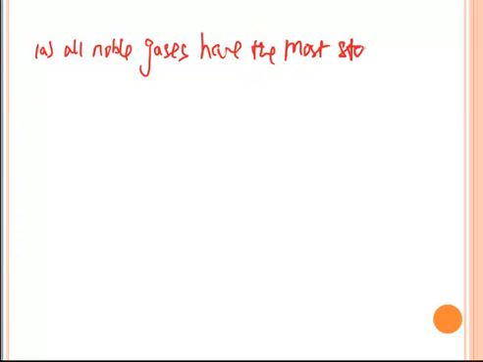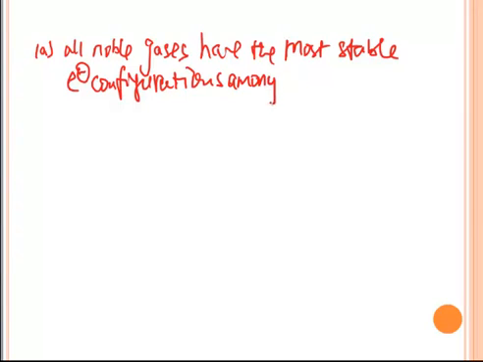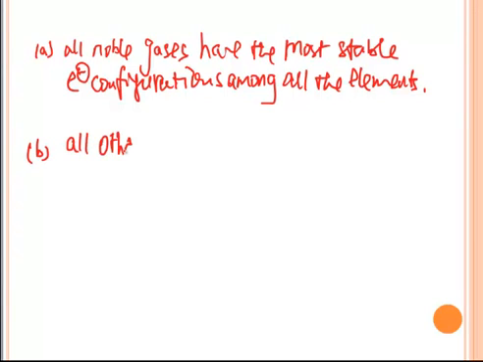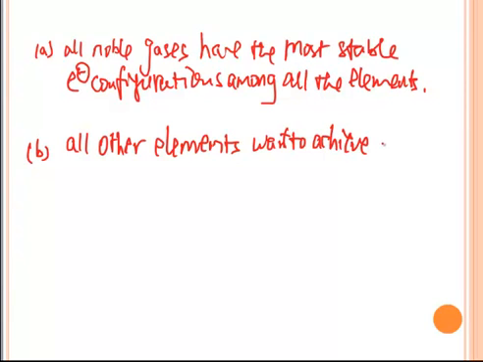Okay, after resolving some technical difficulty, let's continue the discussion. So we have two key observations, and the first one is all noble gases have the most stable electron configurations among all the elements on the periodic table. And the second one is all other elements want to achieve noble gas electron configuration.